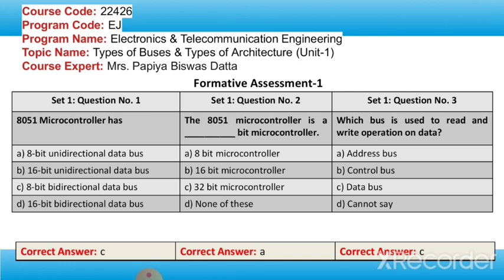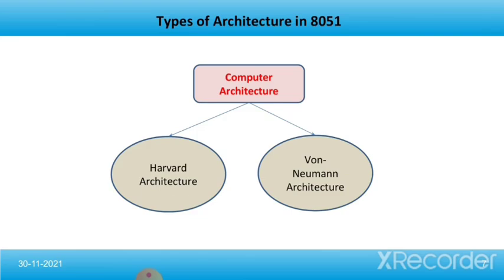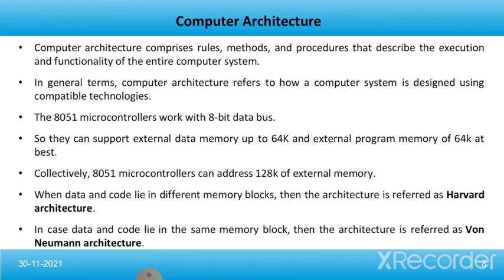Now let's move forward and talk about the types of architecture used in the 8051 microcontroller, or computer architecture. Computer architecture is divided into two types, Harvard architecture and von Neumann architecture. We'll discuss these two architectures in the upcoming lectures. First, we need to talk about computer architecture.